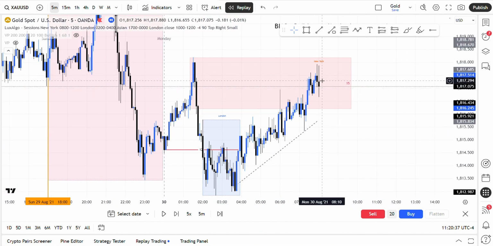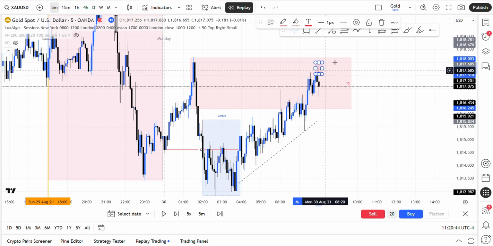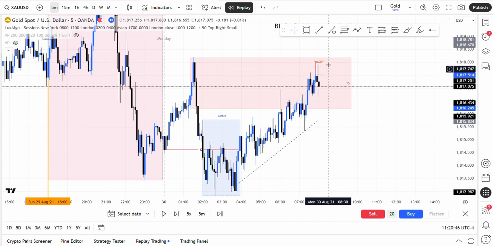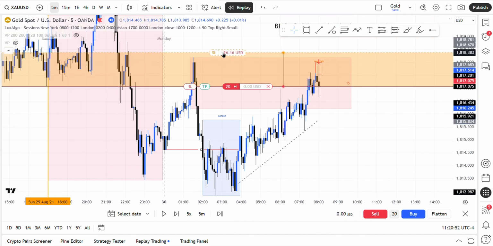The New York session has just opened. We took out this high. See, that is an inducement. We induced those highs and then it led to the break of structure. See, so we have to sell here. Our stop loss should be above this zone.